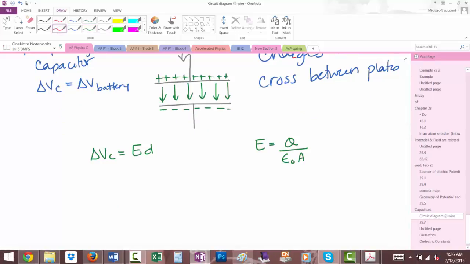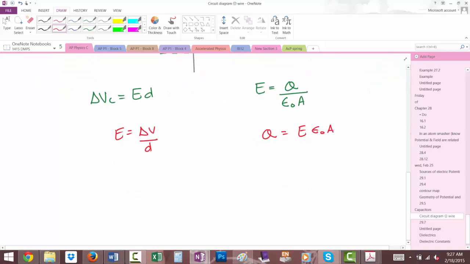We can put those two expressions together, and instead of saying E, I'm going to throw this big mess in for E. Let's see, I guess I solved it for Q first. Hold on, let me back up. Let's do this one at a time. So if we solve this for Q, Q is equal to E epsilon naught times A, and then let's throw E in over here, and E is equal to delta V over D. Is that okay?